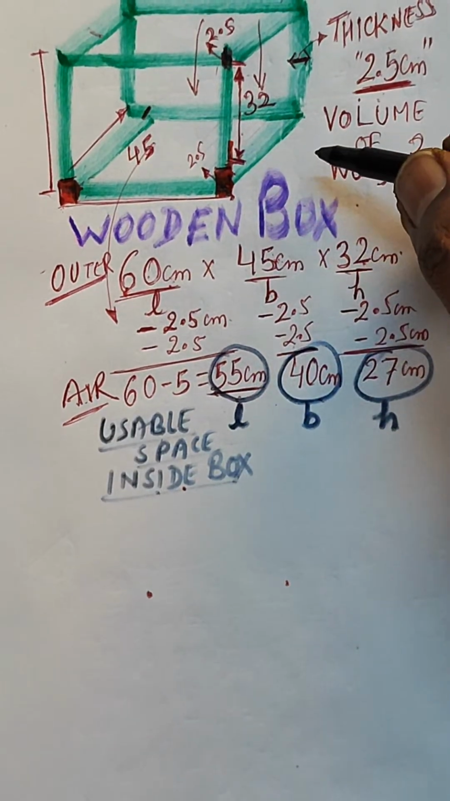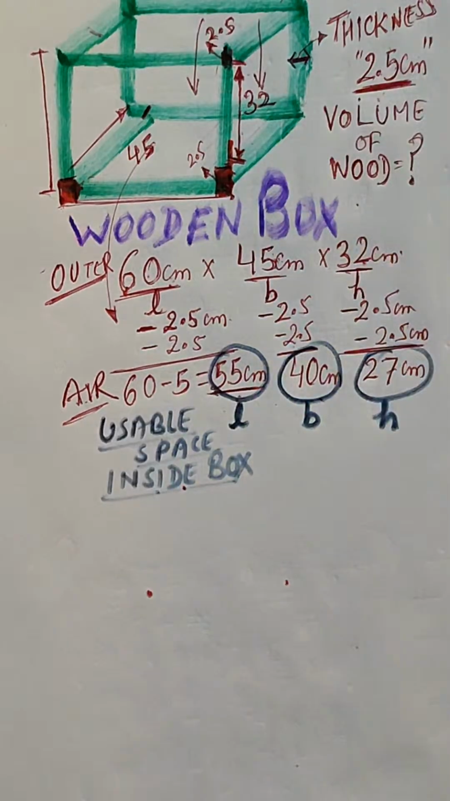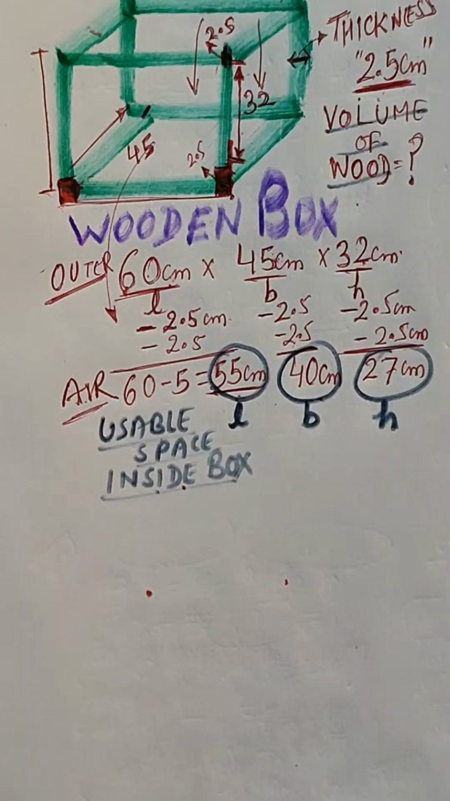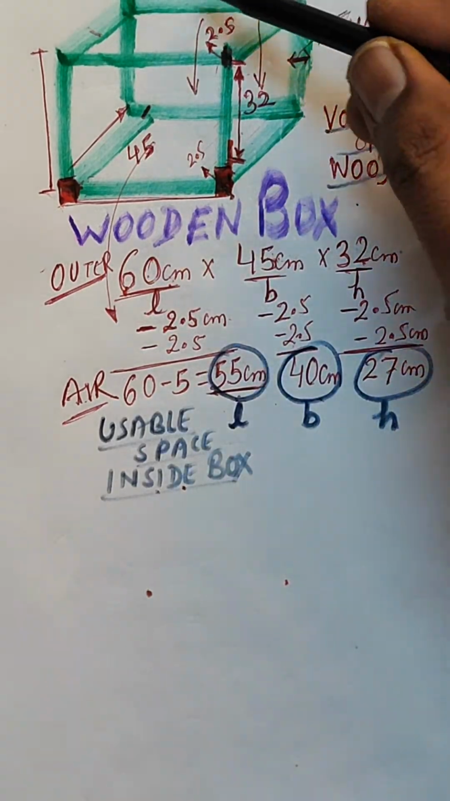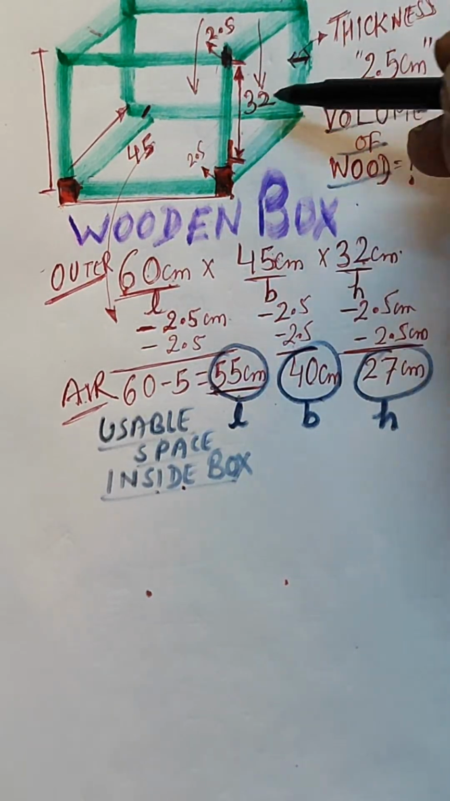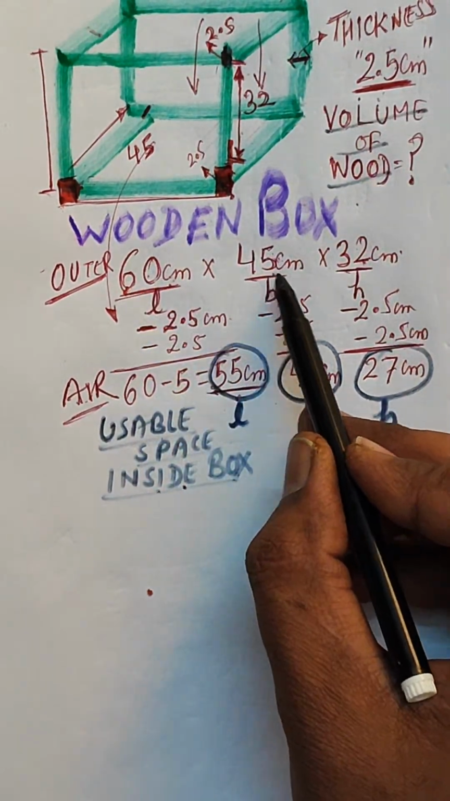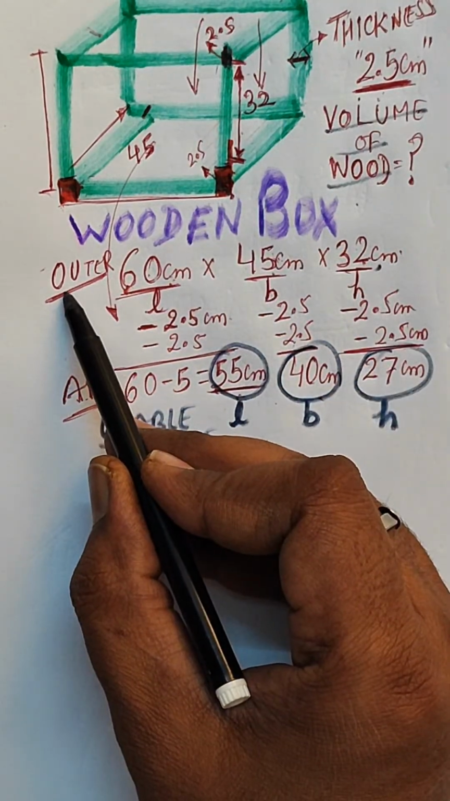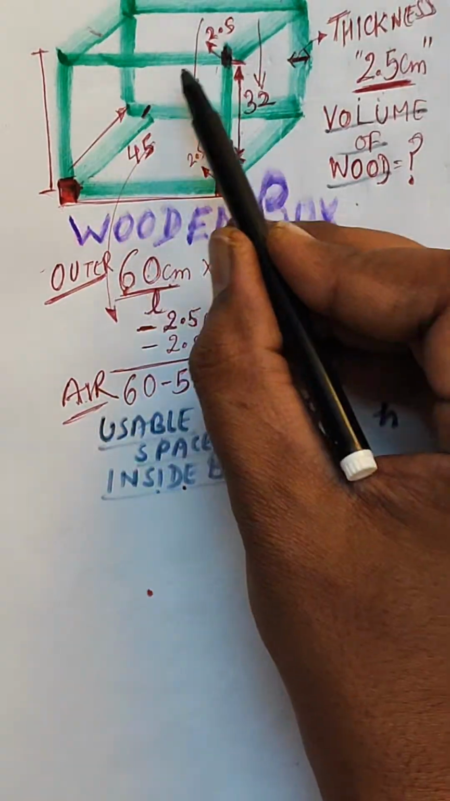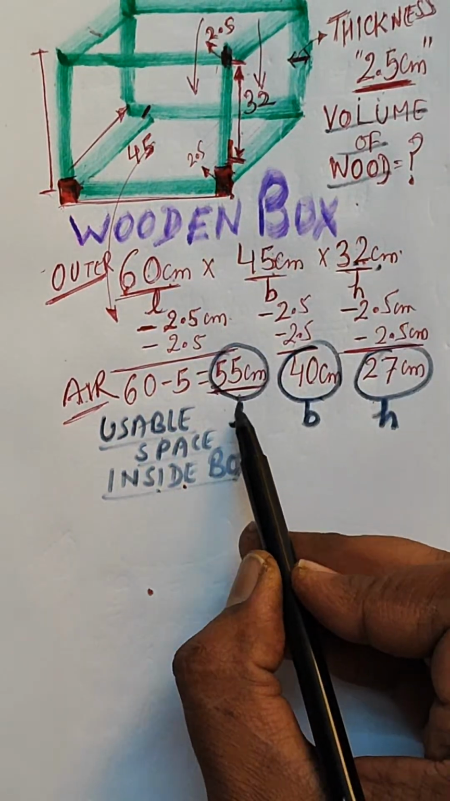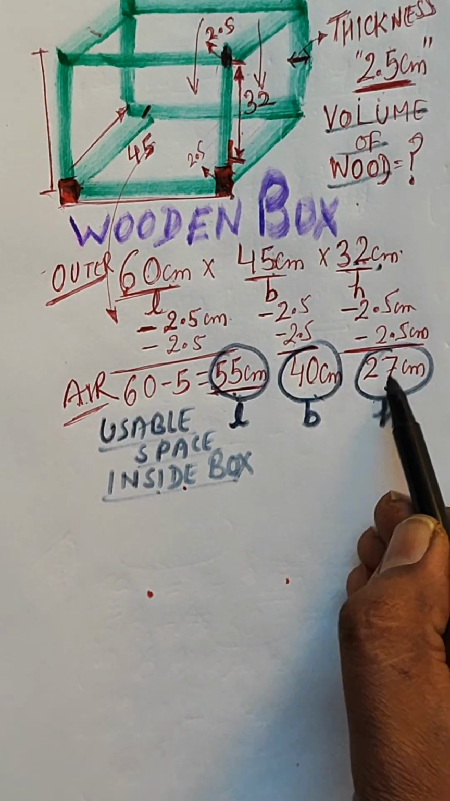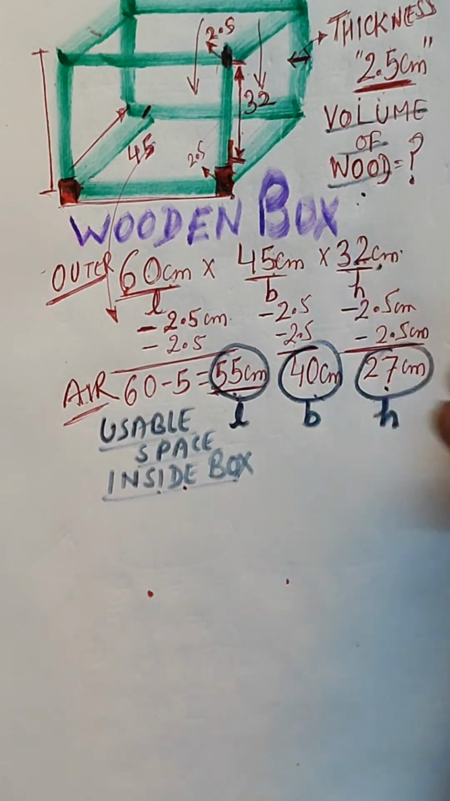And how will we be calculating the volume of the wood? The volume of the wood, as it has been asked, it will be calculated. Just calculate the volume of this wooden cuboidal box with this dimension 60, 45, 32, which is the outer dimension. From it, subtract the volume of the usable space box, that is with the length 55, 40 and 27. Then you will get the volume of the wood which is used in making this box.